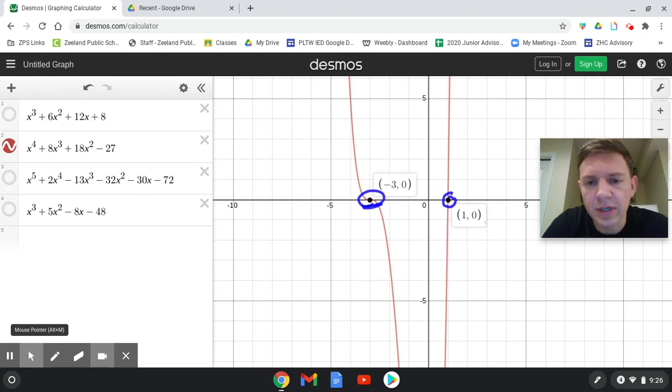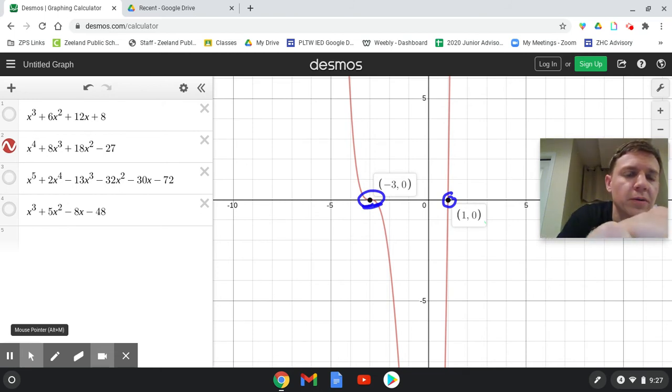So at -3, I've got that bendy thing, which we know is at least a multiplicity of 3. There's at least 3 roots at -3, 0. And then this one, the 1, 0, just goes straight across the x-axis, okay, without bending or anything special. Okay, the curve remains smooth. So that's one root at the point 1, 0.